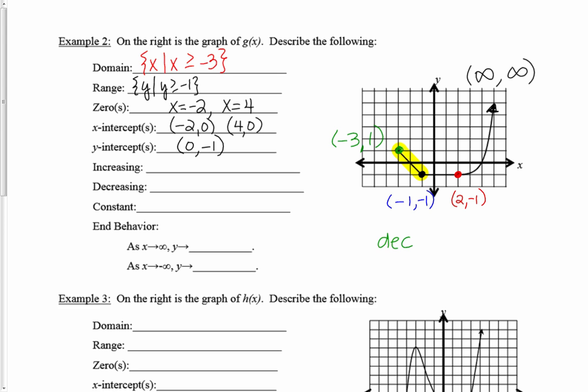Then I have my next piece. From here, I was flat. So for that piece, I'm going to say I'm constant. Then my function starts to turn and it's going upward. So for this piece, I'm going to say I'm increasing. It helps me to state I'm decreasing, then constant, then increasing, so I can make sure I get my intervals in the right place. Now I want to talk about where these things are happening.